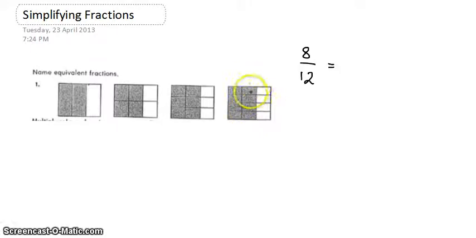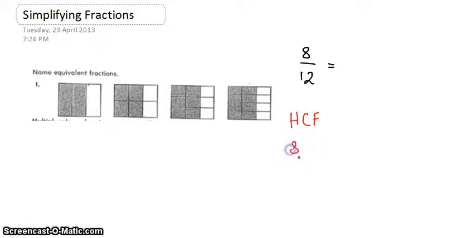But often we don't have the pictures to help us. We just have the symbols like 8/12, and we need to be able to simplify them to that lowest terms by ourselves. So in order to do that, we've spoken a bit last term about highest common factors. And we need to be able to find the highest common factors to the two numbers that are in our fraction.